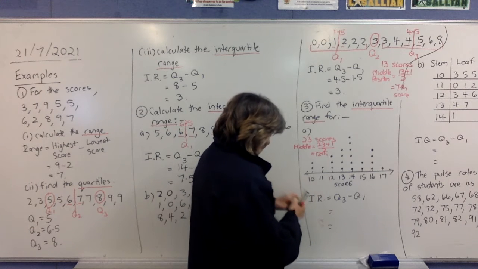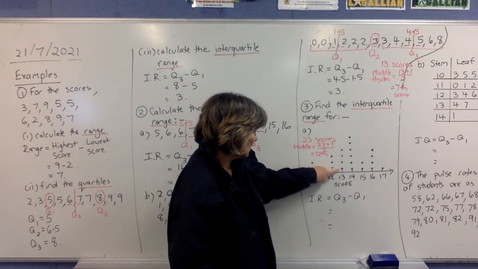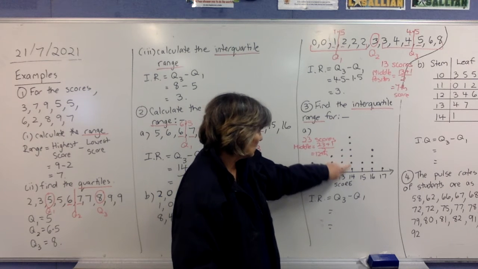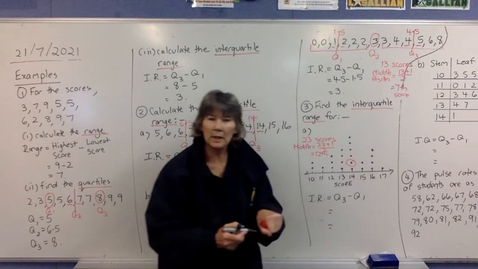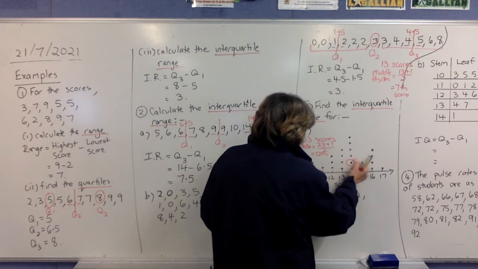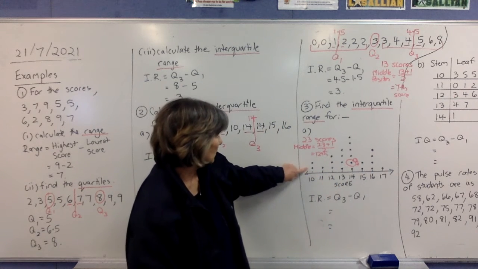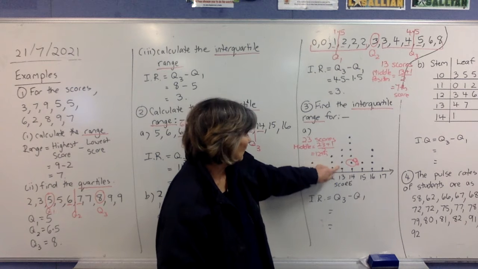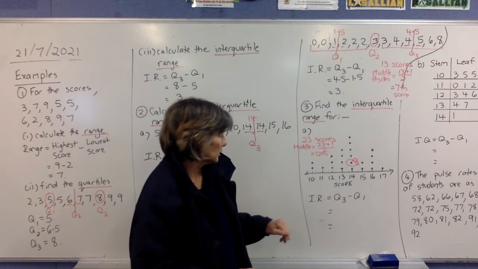So let's count them up to the 12th one. 1, 2, 3, 4, 5, 6, 7, 8, 9, 10, 11, 12. The way I was counting, that's my middle, that's my Q2. Now you've got to look at how you were counting. So I was counting from the bottom up. So 1, 2, 3, 4, 5, 6, 7, 8, 9, 10, 11, 12. So I was counting from the bottom up when I was doing it.